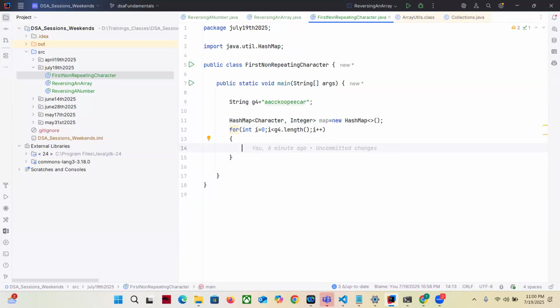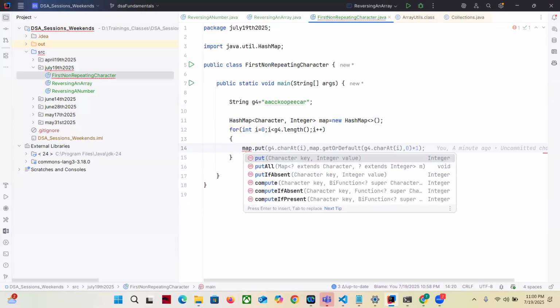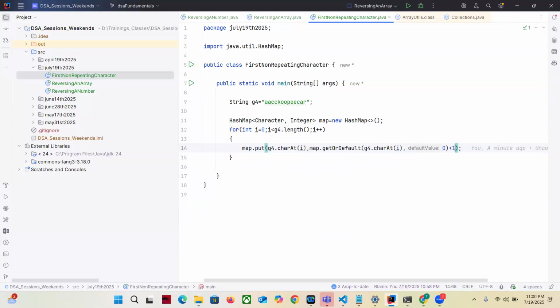Now what I will do is map dot put. That means I'm taking the character present at the ith position and checking if that particular character is present in the map or not. If the character is not present, it will return 0. If the character is already present, it will return the count, something like 1, 2, 3, 4, right? So on top of that, I'm increasing it by 1.